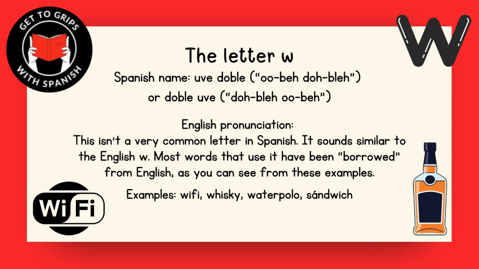The letter W in Spanish is called uve doble or doble ve, which actually translates to double V instead of double U. The English pronunciation is that it's not a very common letter in Spanish and it sounds similar to the English W. Most words that use it have been borrowed from English, as you can see from these examples: Wi-Fi, whiskey, water polo, and sandwich.